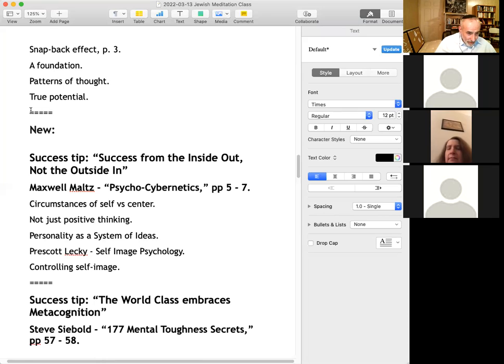One of the earliest and most convincing experiments along this line was conducted by the late Prescott Lecky, one of the pioneers in self-image psychology. Lecky conceived of the personality as a system of ideas, all of which must be consistent with each other. Ideas that are inconsistent with the system are rejected, not believed, and not acted on. Ideas that seem to be consistent with the system are accepted.